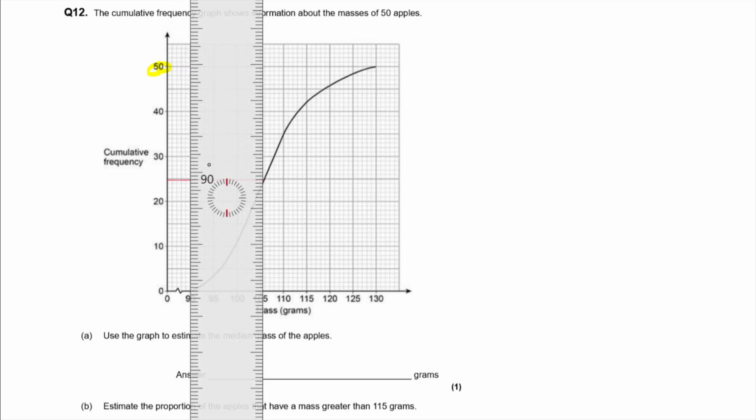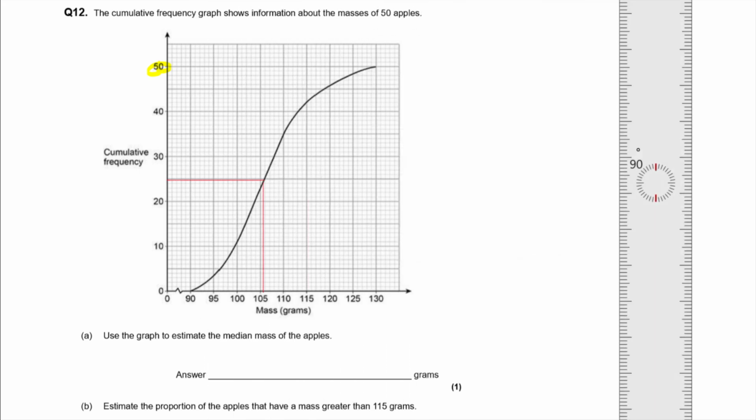You can see that's one little square past 105, isn't it? Yeah, so I'm going to read that. So one little square past 105. Got 105, 110, 5 divisions. Each division is 1. I think that is going to be 106 then, isn't it? 106. Estimate the proportion of apples that have a mass greater than 115 grams.